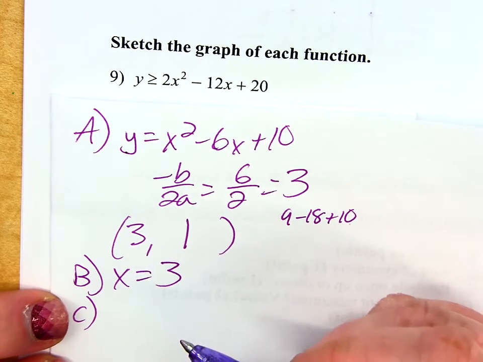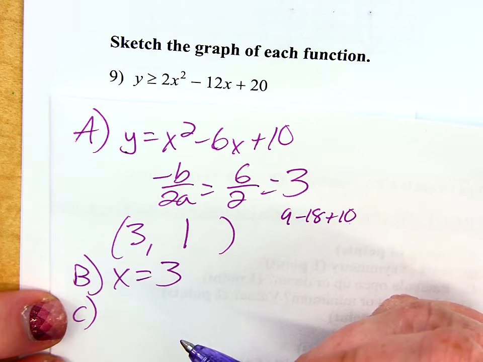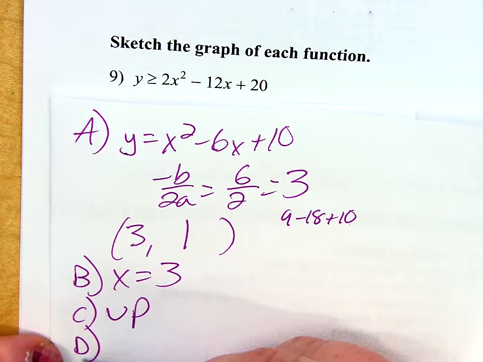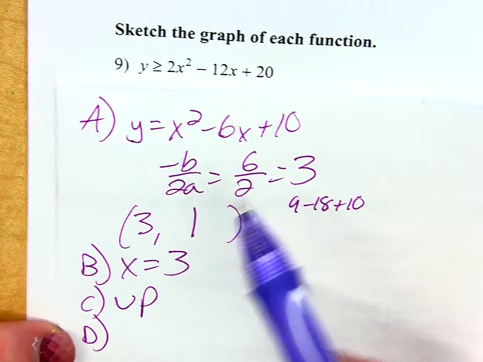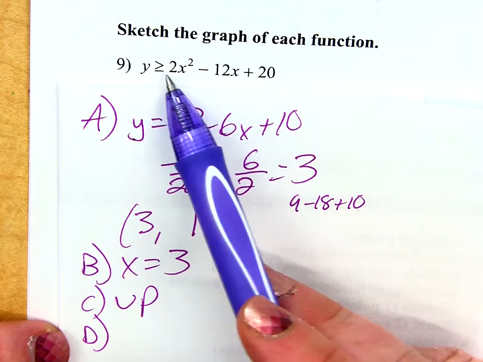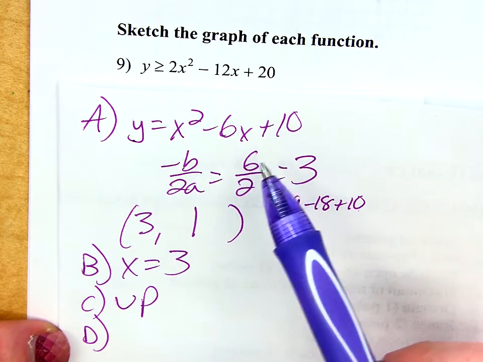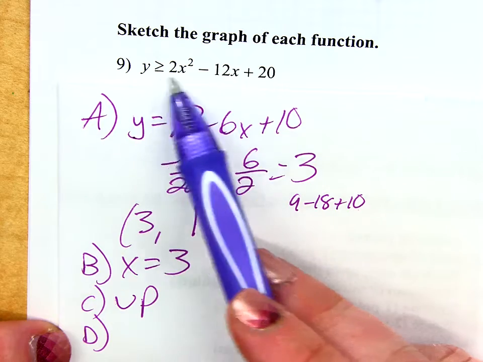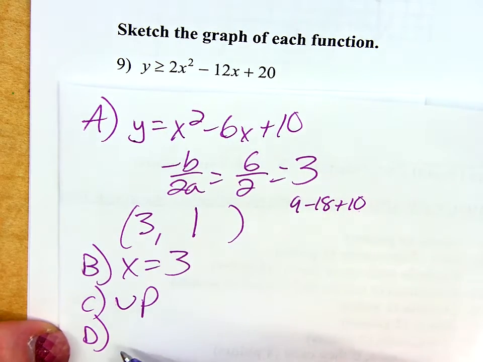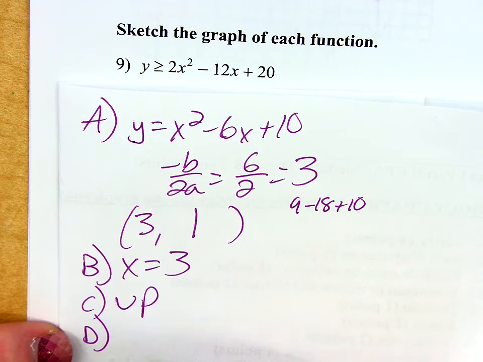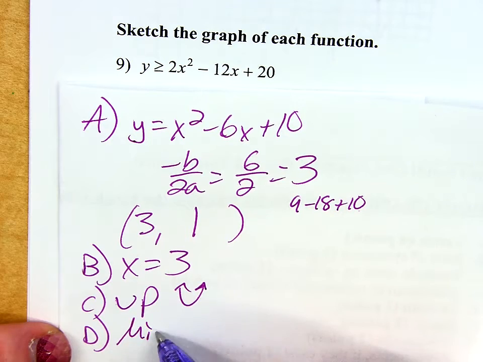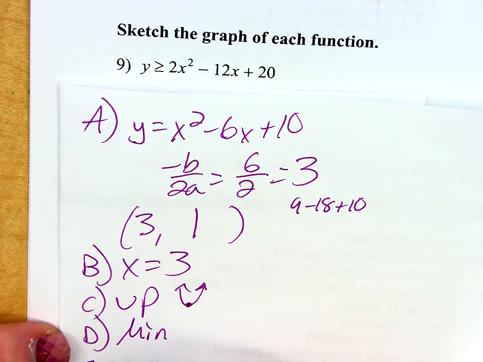C, is the parabola up or down? Up. D. By the way, you're always going to be referring back to the original, okay? Because what if it had been negative 2 and you divided by a negative 2 away? So be careful. Always look back at your original for everything else that you're looking at, okay? D, max or min? Min. It'd be a min for the vertex, right? So the lowest point you ever have.